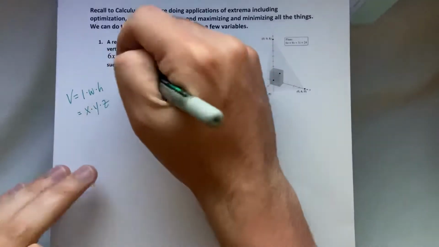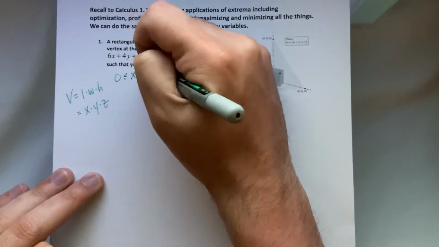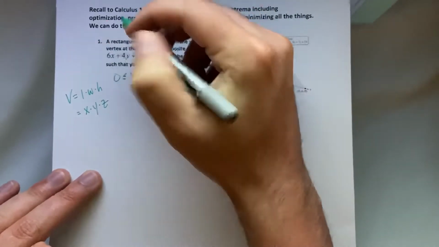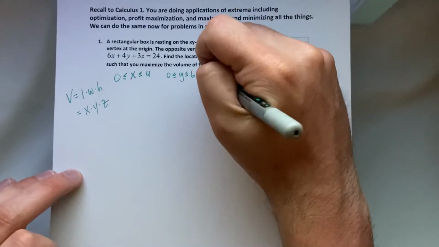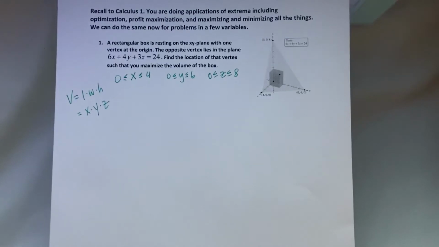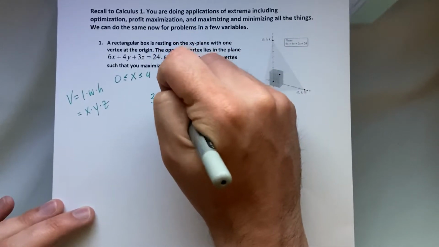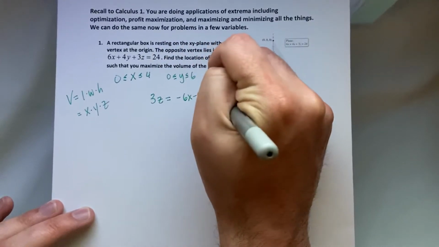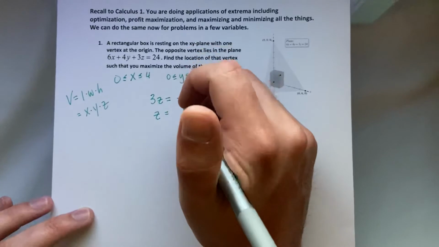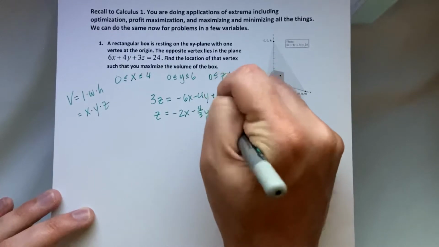We know that if we're in this vertex, x has to be between 0 and looks like 4. Y has to be between 0 and 6, just by plugging in, because x, y, and z all are going to have to be positive, and z is going to be between 0 and 8. So let's solve this for z. We get 3z equals negative 6x minus 4y plus 24, which means z equals, dividing by 3, negative 2x minus 4/3 y plus 8.